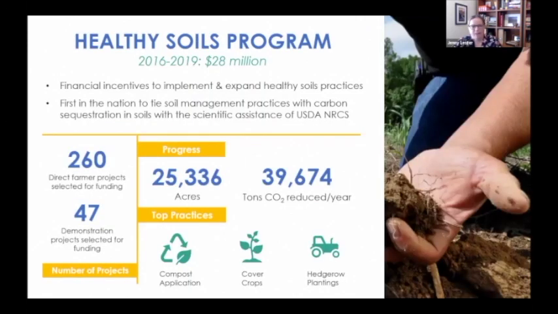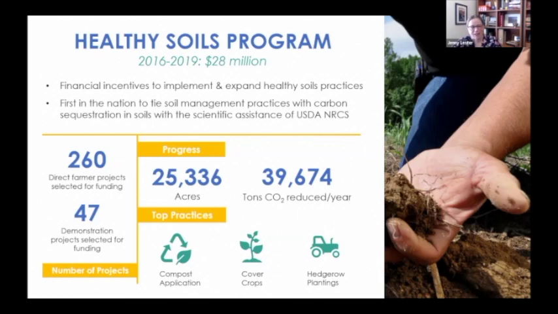In 2016, a year after we launched the Healthy Soils Initiative that I'll talk a little bit more about soon, we received our first tranche of money through our climate investments program. It's funded through our cap and trade that we do in partnership with Quebec. We received our first tranche of money for our Healthy Soils program. To date, we have distributed $28 million in grants.